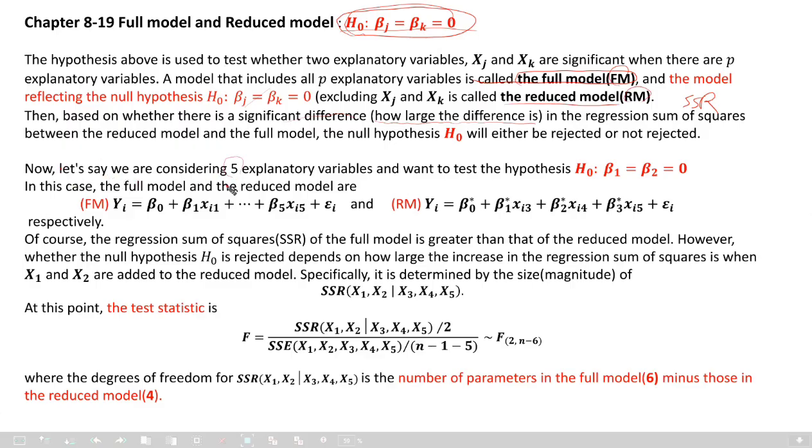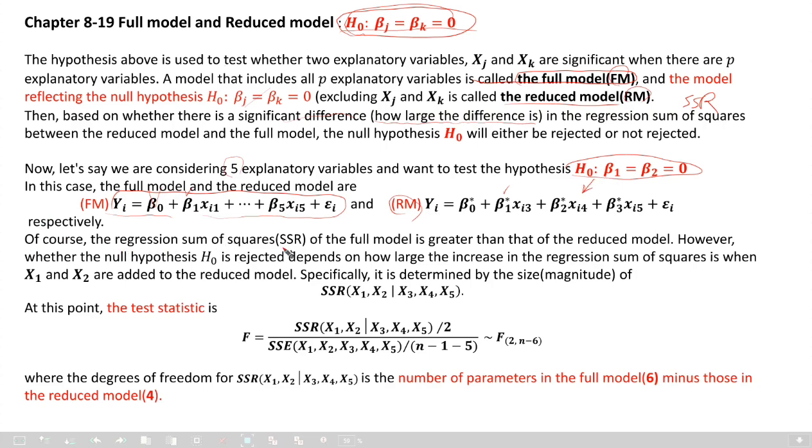Let's say we are considering 5 explanatory variables and want to test the hypothesis beta 1 equal beta 2 equal 0. In this case, the full model of course has 5 explanatory variables, and the reduced model reflects the null hypothesis, so x1 and x2 are excluded from the model. So yi equals beta 0 star plus beta 1 star x3 plus beta 2 star x4 plus beta 3 star x5, with stars because the values should be different. There is no x1 and x2. You understand the reduced model? It reflects the content of the null hypothesis.